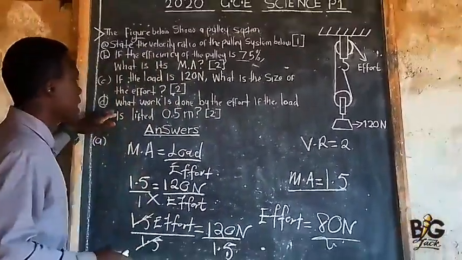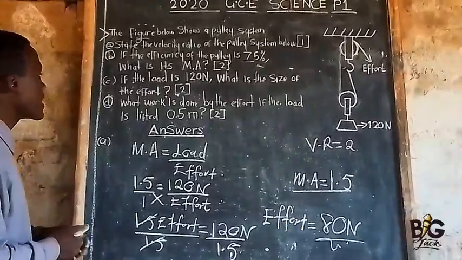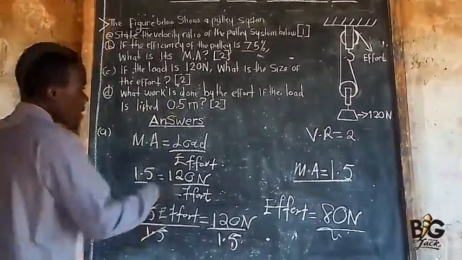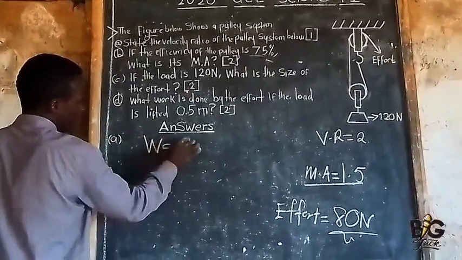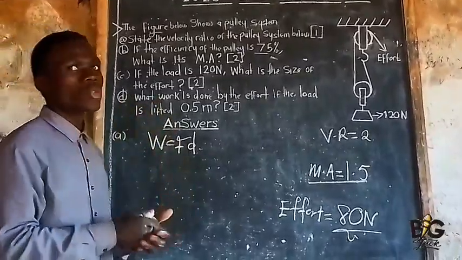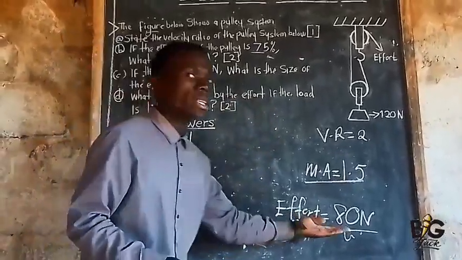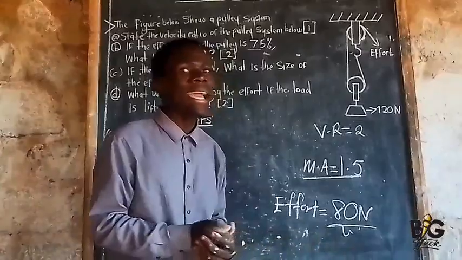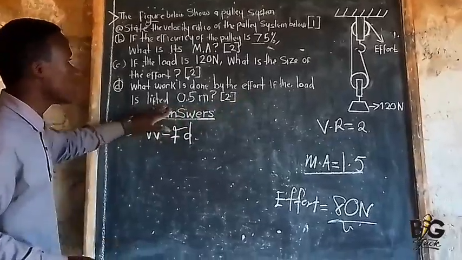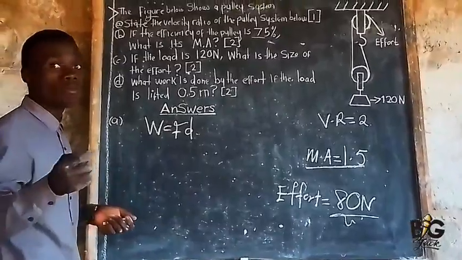Okay? Then the last one is saying, what work is done by the effort if the load is lifted 0.5 meters. Now, work is going to be equal to force multiplied by distance. This question is asking us to calculate the work done by the effort. Which effort? It is this one here, which we have already found, which is 80 newtons. They are saying the load is lifted 0.5 meters. So 0.5 meters is going to be our distance.